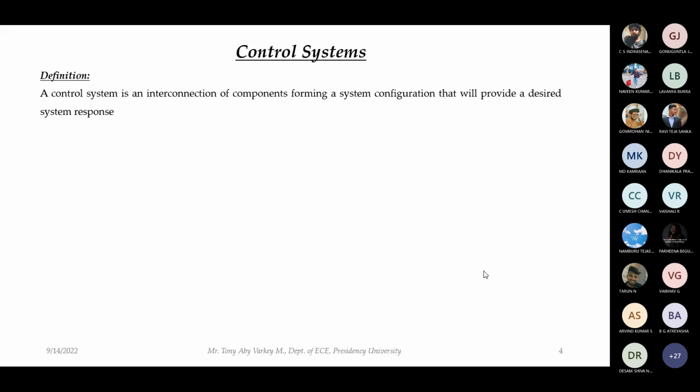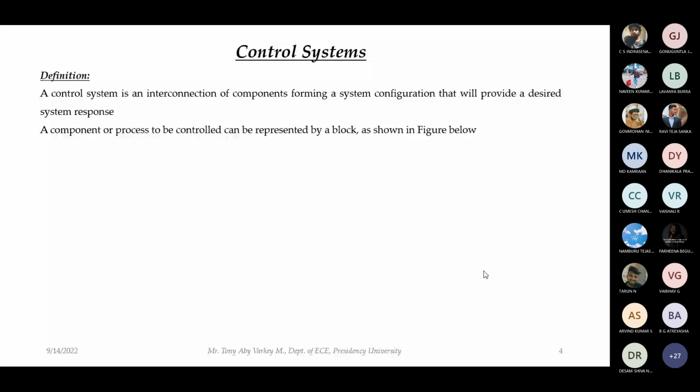So that is a desired system response. I want the temperature to reach 100 degrees Celsius without much fluctuations. That is a desired system response. So please note that a control system is an interconnection of components forming a system configuration that will provide a desired system response. Now, a process or a component can be controlled, can be represented by a block.